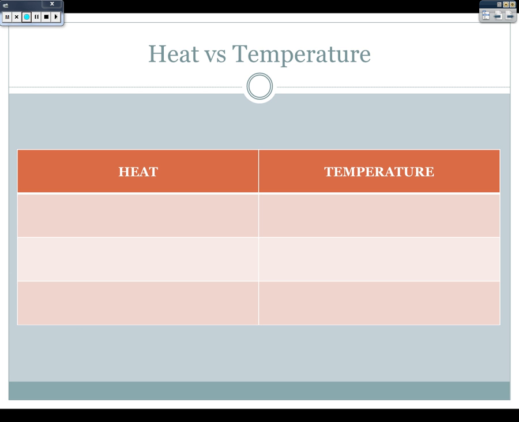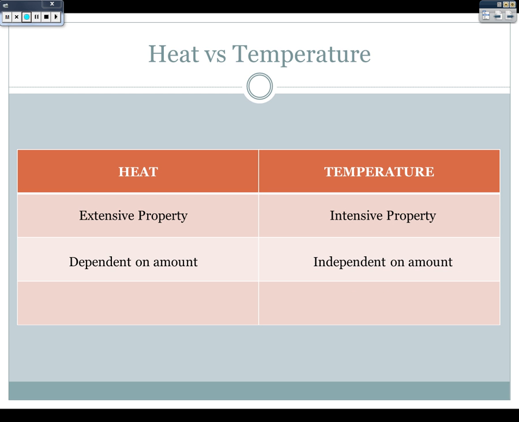So let's talk about the difference between heat versus temperature, because there can be a little bit of confusion. Heat is an extensive property versus temperature, which is an intensive property. And what this means is that heat is dependent on the amount of a substance, whereas temperature is independent of the amount. So the best way to describe this is if you have a little teeny tiny teacup of boiling water or a giant cauldron of boiling water, the temperature of the water that is boiling is independent of how much water there is present.